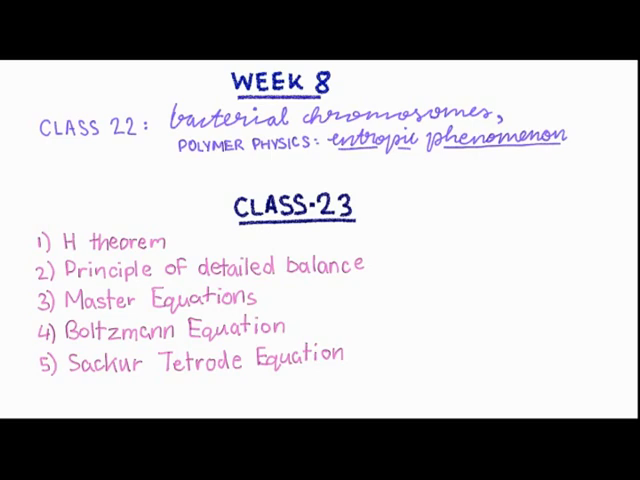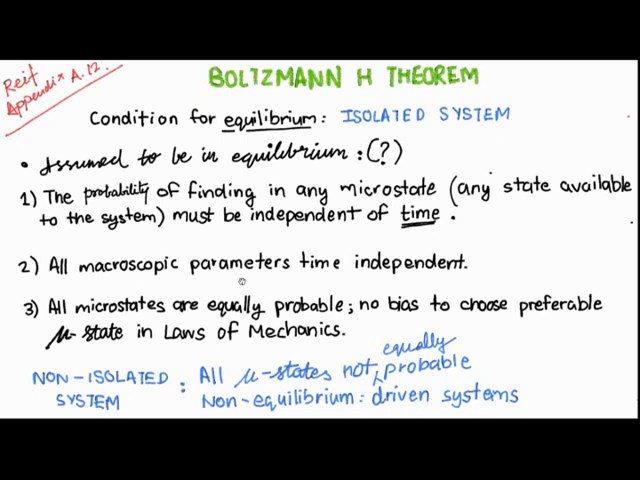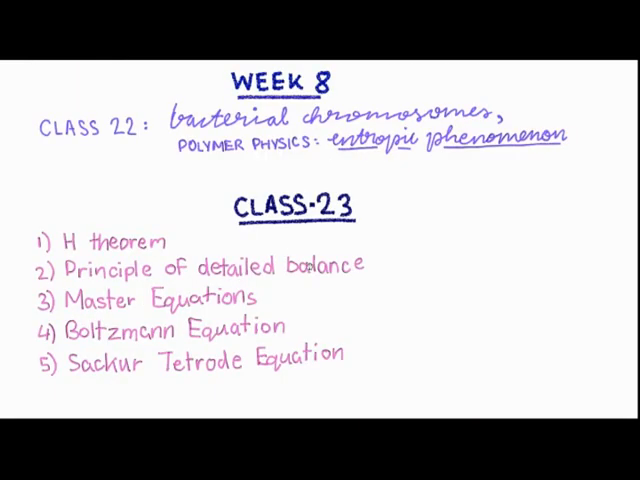So in today's class, we are going to do something called the H theorem. And to do that, we need to discuss the principle of detailed balance, which essentially is the condition for microscopic equilibrium. So how do we know whether a system is in equilibrium? Basically, microscopic currents between different states have to be zero.